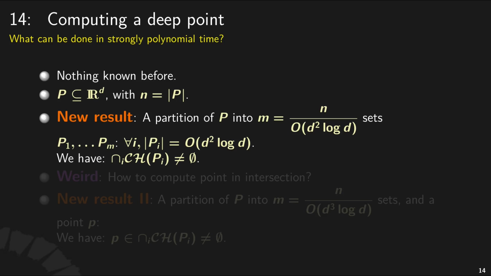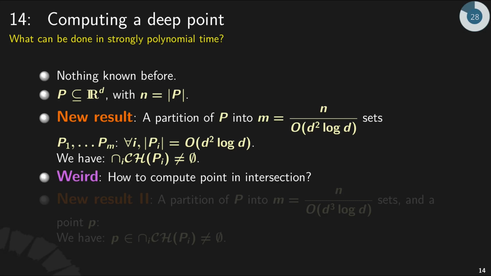Okay, maybe let's go back to what I stated as our main contribution, which is a strongly polynomial time algorithm. The algorithm sadly is extremely simple and based on a very simple observation: if you just partition the point set into this number of sets, roughly every set has to be of size d squared log d, right? So you randomly partition the point set into this number of sets where every set has this size. This can easily be done by random coloring, for example. It turns out, because of epsilon net theory, that it's easy to argue that the convex hulls of all those sets have a non-empty intersection. Namely, we got a deep point, which is very nice.